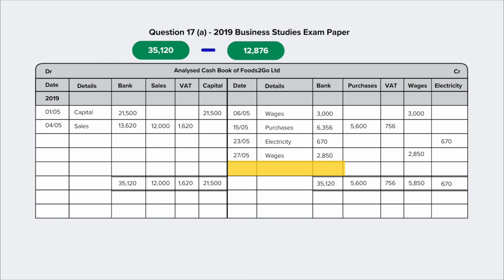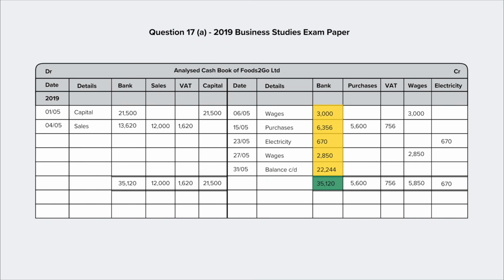Simply take €12,876, what we spent, away from €35,120, what we received, which leaves us with a carried down balance of €22,244. And this is our balance carried down. This is placed on the right hand side, the credit side, because this is the side that had the lowest of the two figures. So if you were to add up all the figures in the bank column now, they would amount to 35,120.